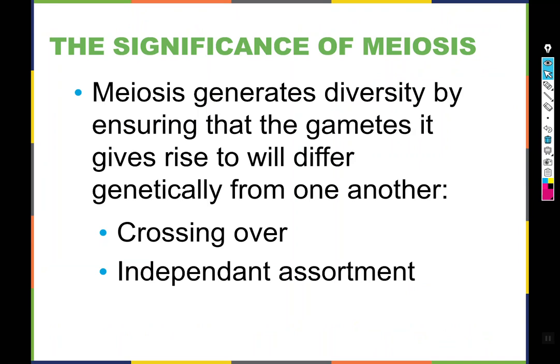So, why have meiosis? Well, it generates diversity by ensuring that gametes are genetically different from one another, and that happens via crossing over and via independent assortment.